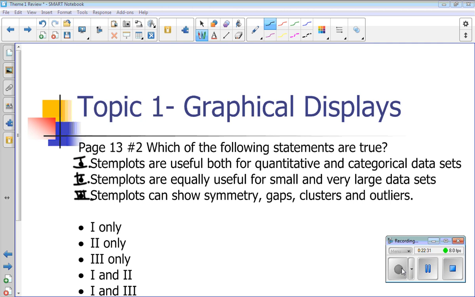So this one is Roman numeral 3 only, so let's just go through them. Stem plots are useful for both quantitative and categorical data sets. Why is that not true? You don't use it for categorical at all. And not only that, but stem plots are easily useful for only what kind of data sets? Small ones. Large data sets are what's a good graphical display for those? Histogram. Because you can put them into bins, right? And you can create a graph based on that. Okay, so large data sets, histograms. Small data sets, dot plots, stem plots. And so really it's just going to be Roman numeral 3 only.